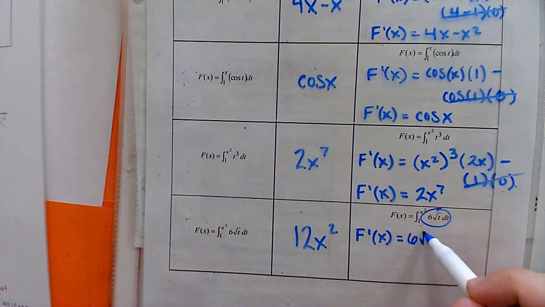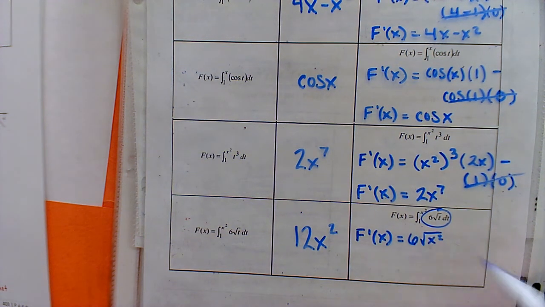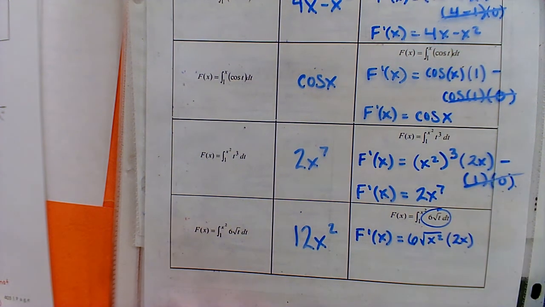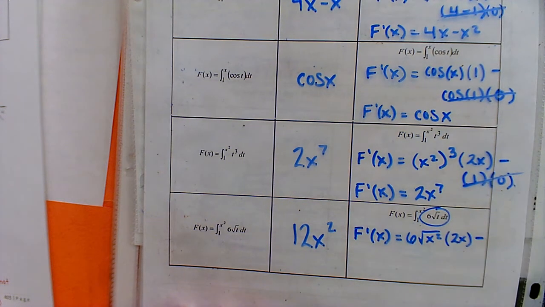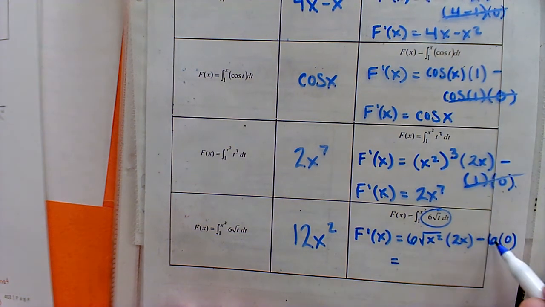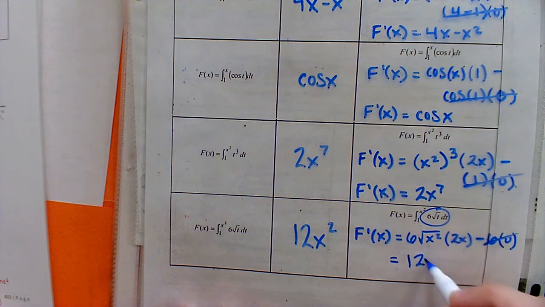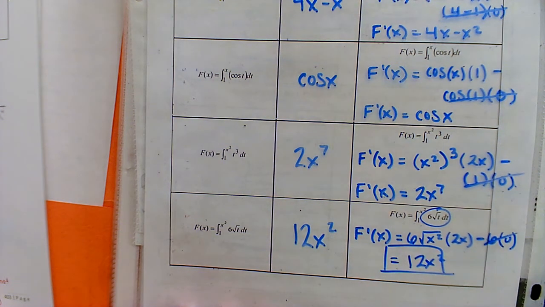If we plug in the top bound, we'll have 6 square roots of x squared times the derivative of that top bound, which would be 2x, minus what we get when we plug in the bottom bound, so 6 times the square root of 1, which is 6. But multiplying by the derivative of that bottom bound of 1 would just be 0. So 6 times 0 goes away. The square root of x squared is just x. So 6 times x times 2 times x looks like we get 12x squared. Are we able to get that? Sound good?